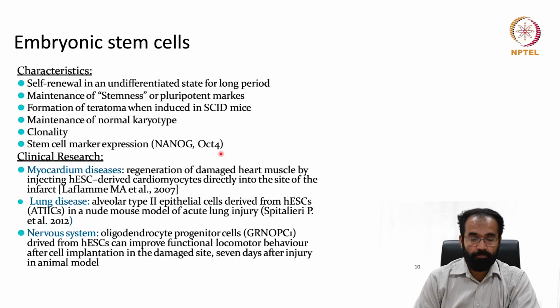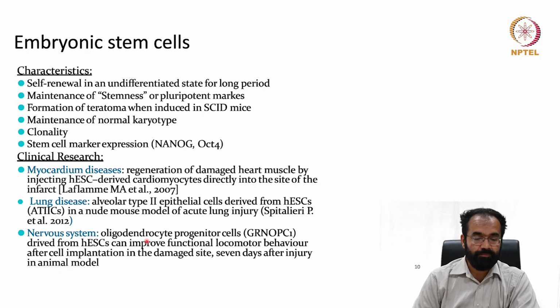In clinical research, a lot of work is done on myocardium diseases, myocardium is the muscle of the heart, regeneration of damaged heart muscle by injecting human embryonic stem cell derived cardiomyocytes directly into the site of infarct. It's a published paper, you can read this citation. And also in lung disease, alveolar type 2 epithelial cells derived from human embryonic stem cells, in a nude mice model, that is an immunocompromised mice model of acute lung injury, that is also possible.